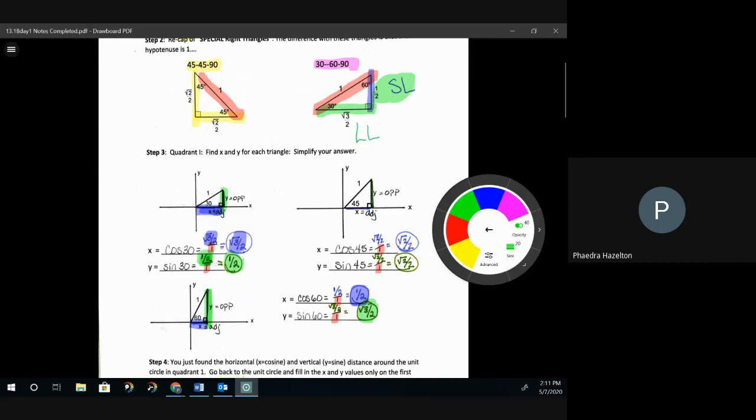In this triangle, this y value is longer, so that's going to be the square root of 3. And then the short leg is going to be 1/2. So then we go to 45, 45.